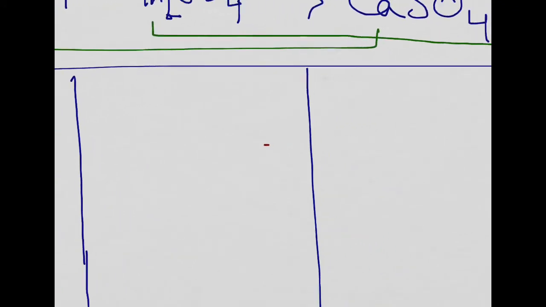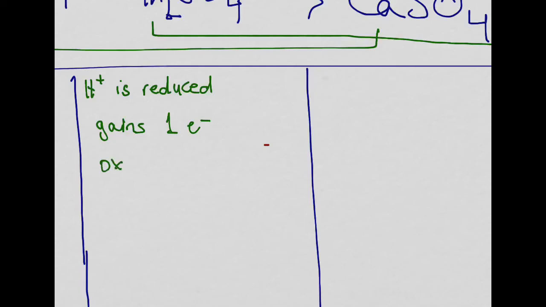So hydrogen, sorry, H+, is reduced. It gains 1 electron by going down from +1 to 0. So the oxidation number goes from +1 to 0.